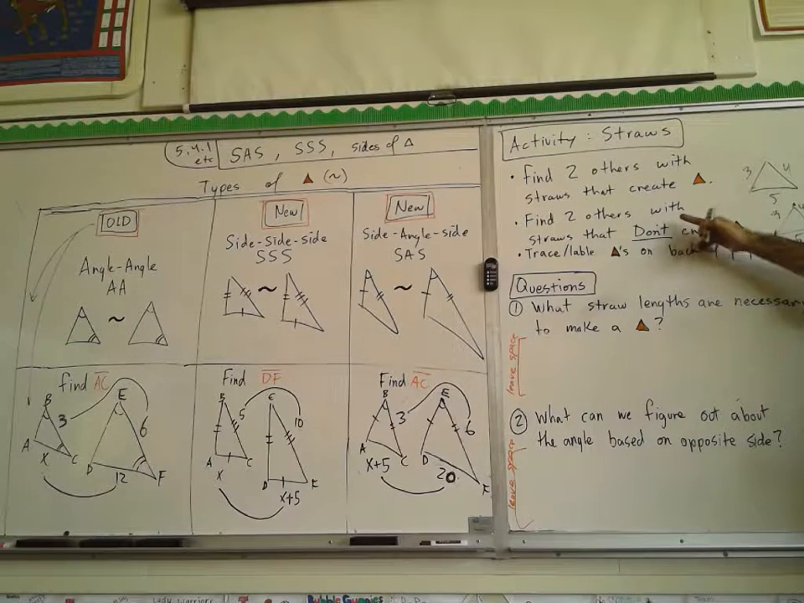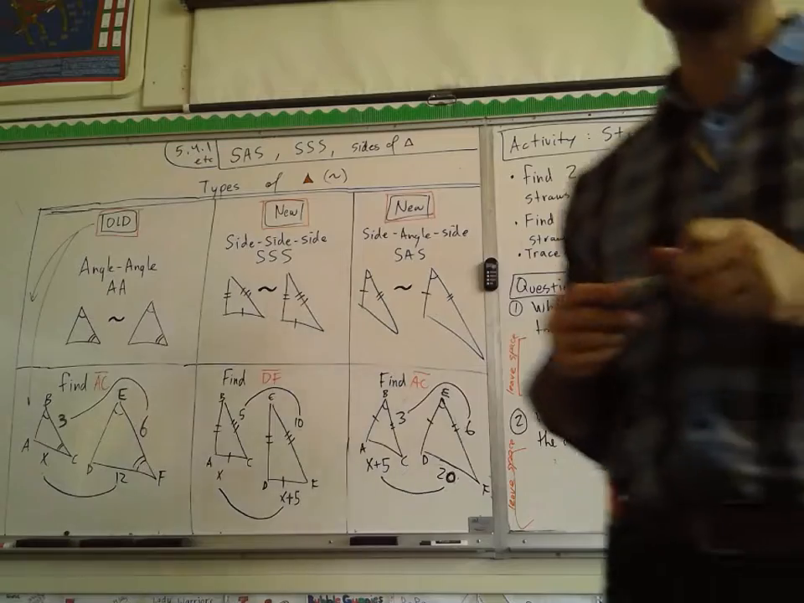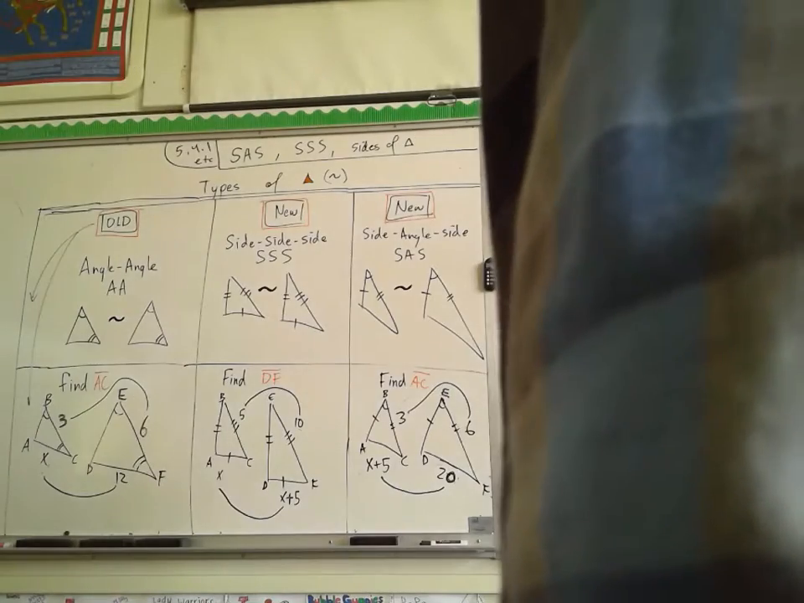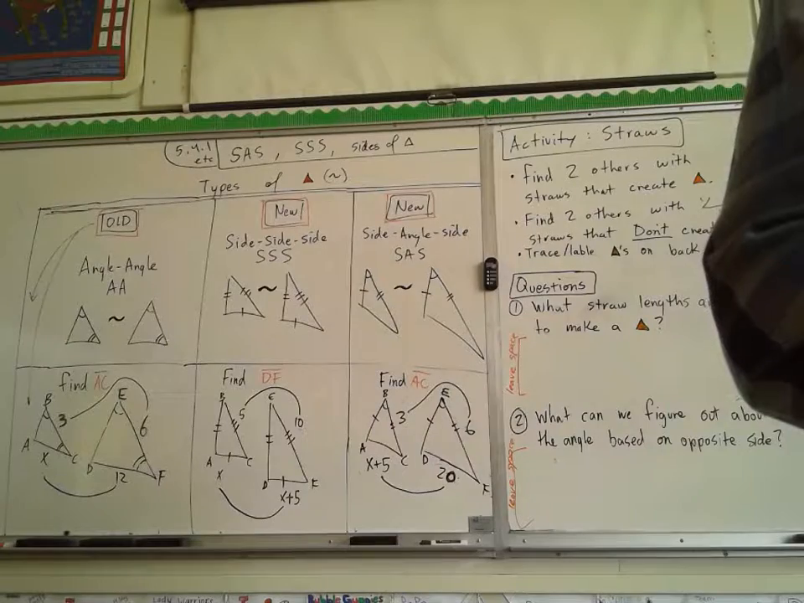Then find 2 others with straws that don't create a triangle. So first step, find 2 others that you can create a triangle with your piece and their other 2 pieces. And then you're going to find 2 other folks that will not make a triangle, and you're going to trace that too. If you trace that one, it's going to look like this. There's a 1, there's a 2. It doesn't meet, right? So you can think of it like this. Well, actually, I'll let you guys do that activity now. I'll pause it for those at home, so you can just take a break. Action. There we go.